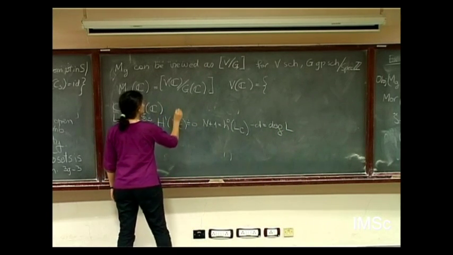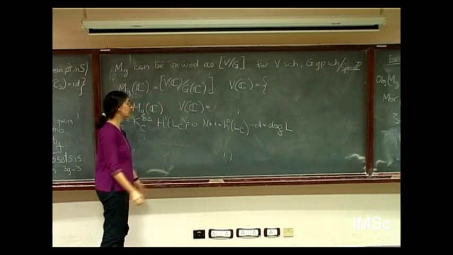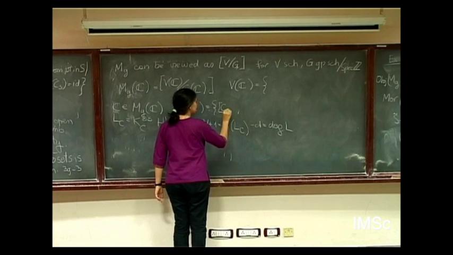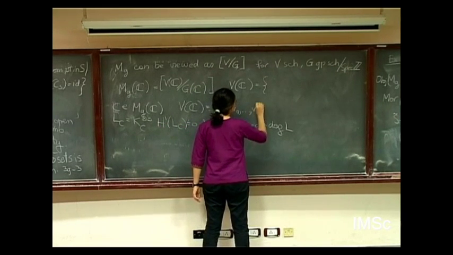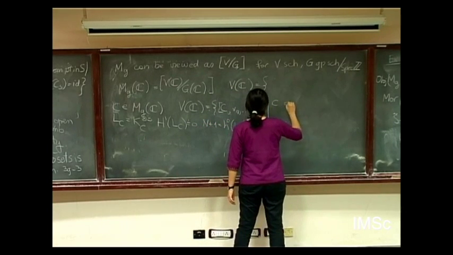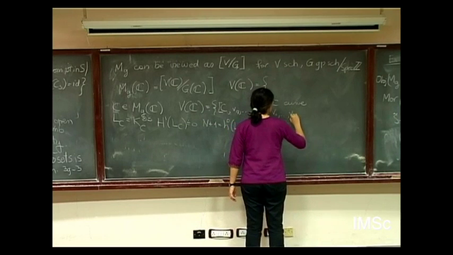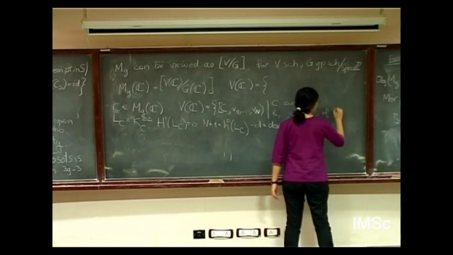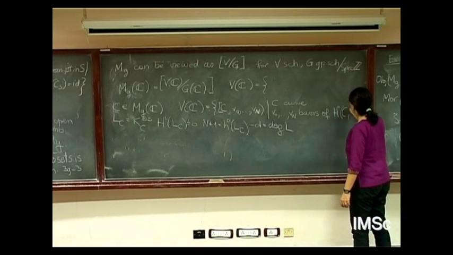And then what I do is I define V of C to be the set of data C, v0, ..., vn, such that C is a curve as before, and v0, ..., vn is a basis of H0 of C, L_C.